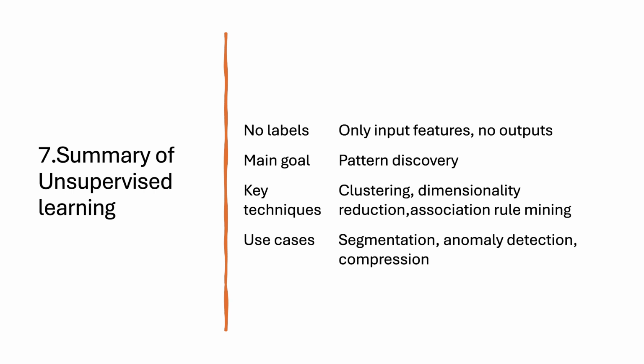In summary, in unsupervised learning, you don't need any labels, only input features, no outputs. The main goal is pattern discovery or finding similar groups in the dataset. The key techniques we covered are clustering, dimensionality reduction, and association rule mining. The use cases, the prominent or major ones, are segmentation, anomaly detection, and compression.